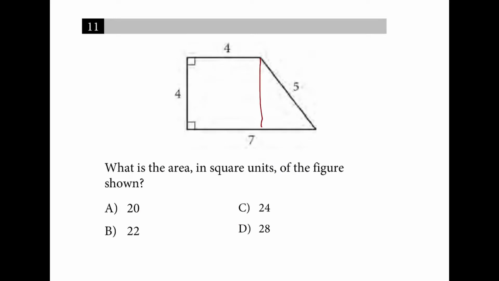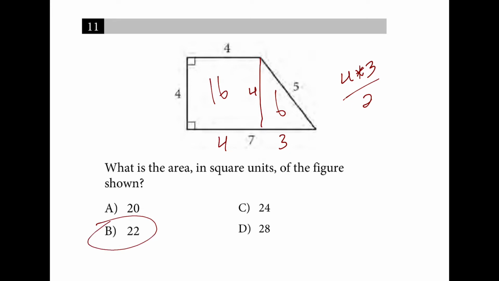If we draw a line straight down, we have a square and a triangle. 4 times 4 is 16. If this is 4, then this is 3. Pythagorean theorem says, well, don't need it, 4 is over there. So just 4 times 3 divided by 2. So this is 6. Add them together, you got 22.